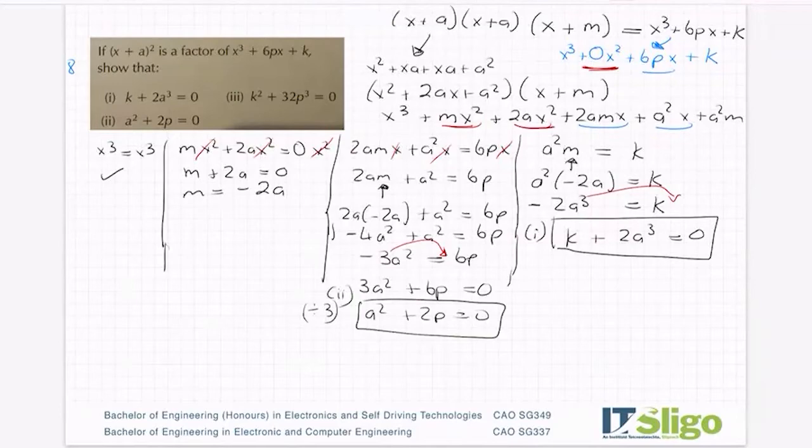Part 3 then, k squared plus 32p cubed is equal to 0. Okay, so you have two things you have to play with here. So I have to somehow merge the k that's here with the p that's here. So I'm going to end up merging these two equations together.